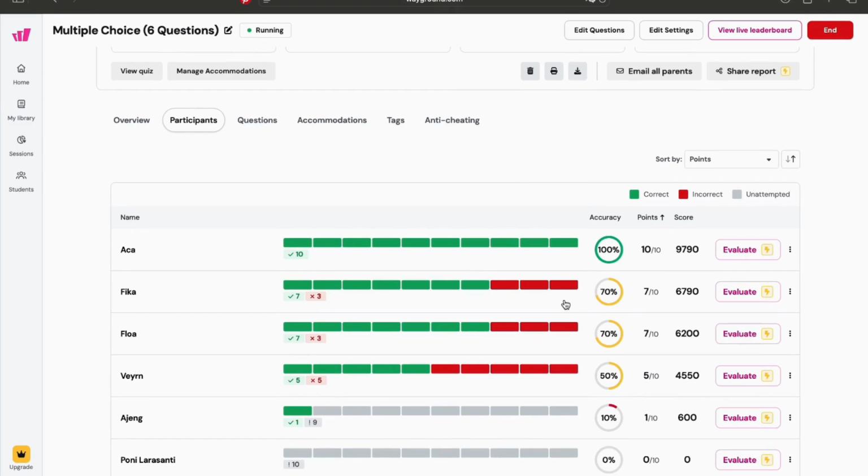Each correct answer is worth 10 points, and since there are 10 questions, the total score is 100. This scoring system is simple and easy to understand for students. In addition to the total score, the result also shows students' accuracy and overall performance. This information helps the teacher see how well the student understand the material.